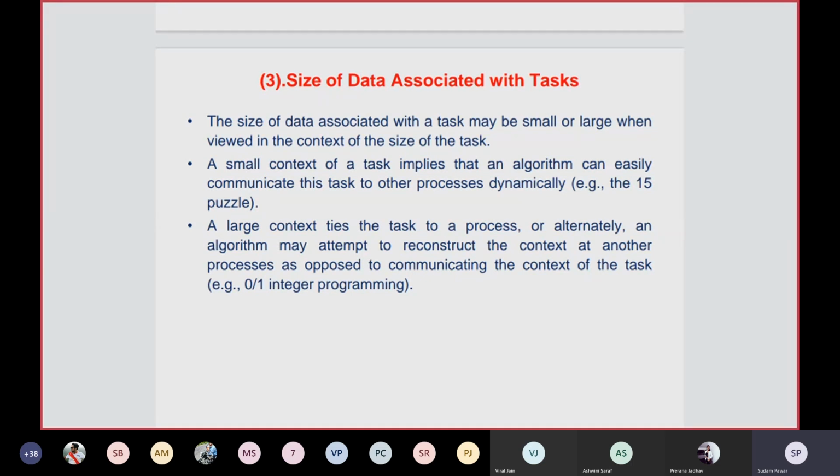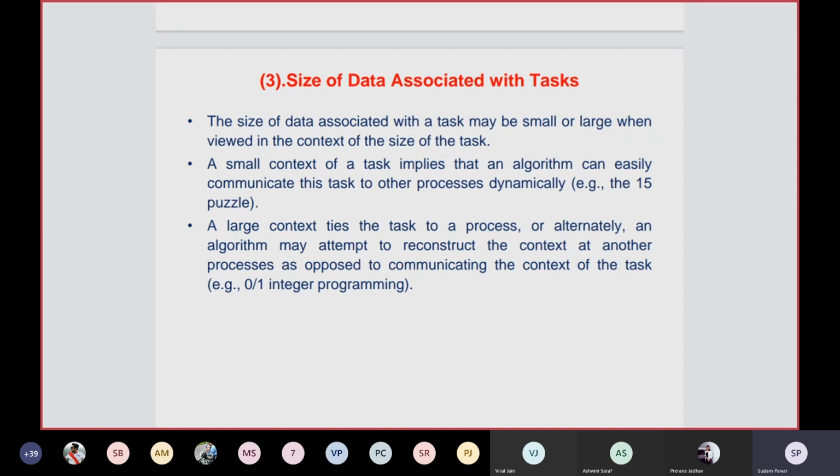So we have already discussed, it depends on the type of task. It is the amount of input data required to complete the execution or computation of that particular task in order to get the desired final result or the intermediate partial result. A small context of tasks implies that an algorithm can easily communicate this task to other processes dynamically. For example, the 15 puzzle problem.